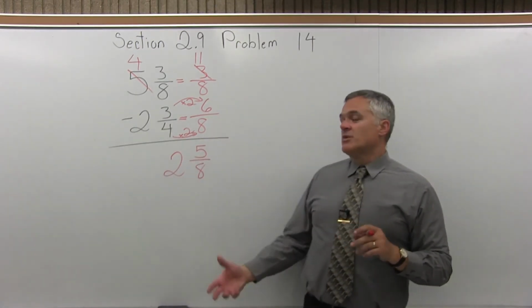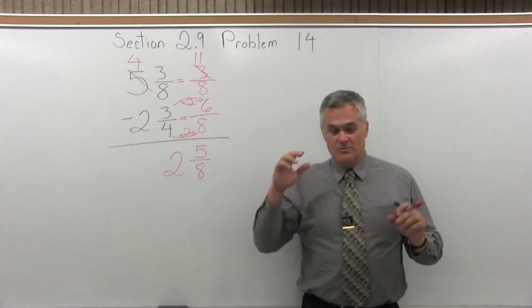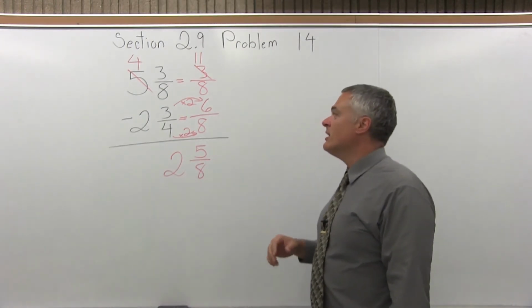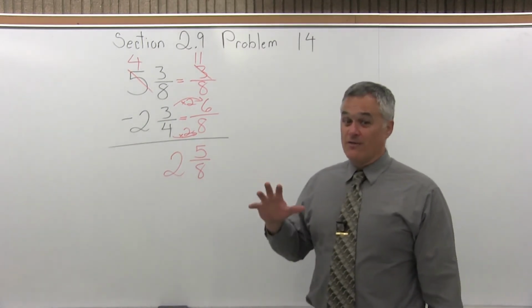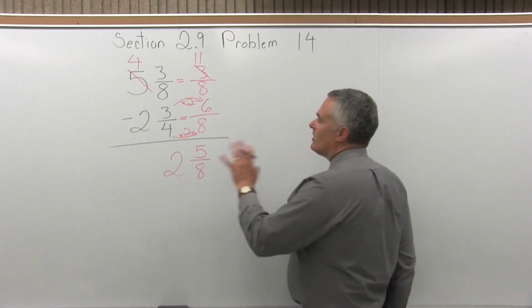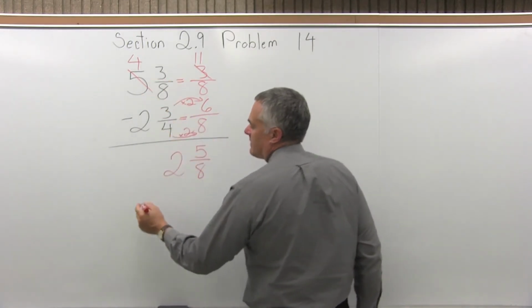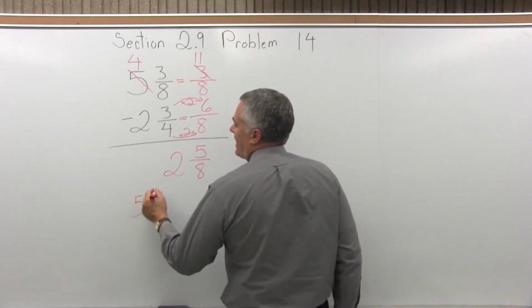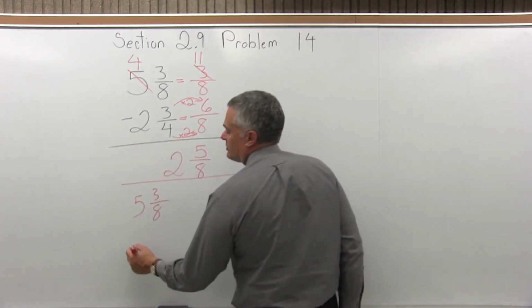Now, these problems have come up before in the homework, and I mentioned that some people just don't like to borrow. They either never really learned the steps completely, or they did but they've forgotten, or they don't have the high enough level of confidence to try it. You don't have to borrow if you don't want to. Let's rewrite this problem, starting from the beginning. 5 3/8 minus 2 3/4.